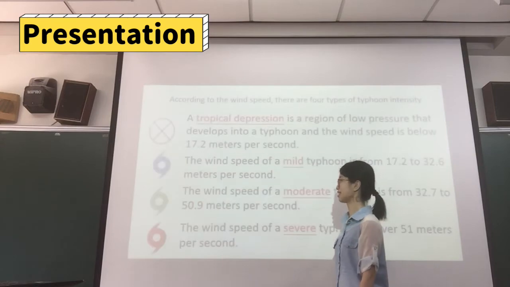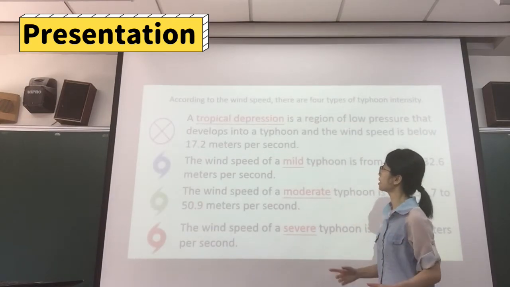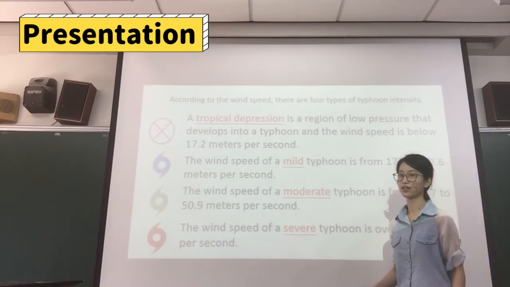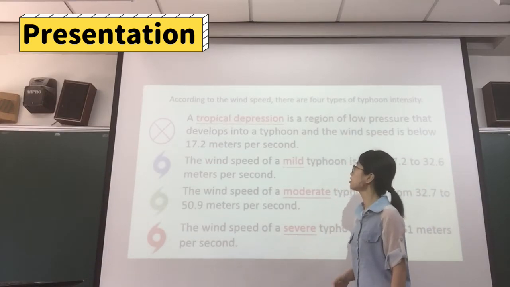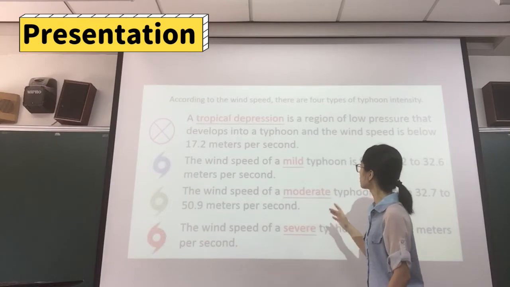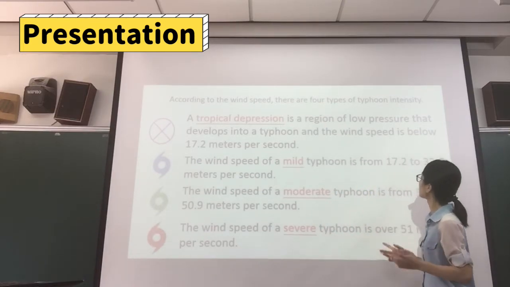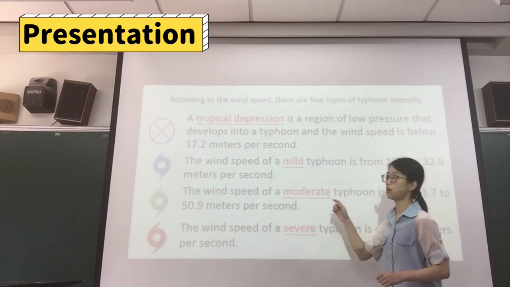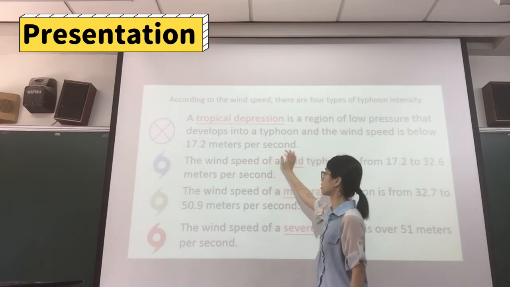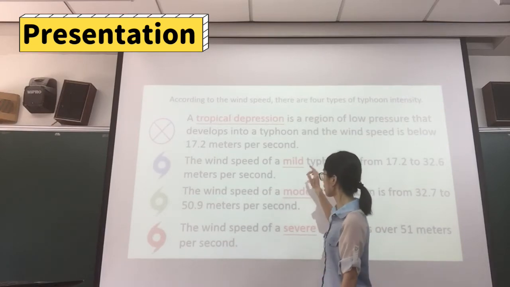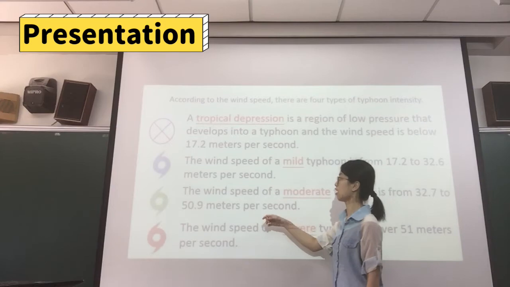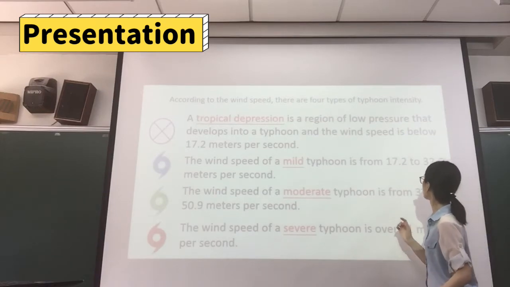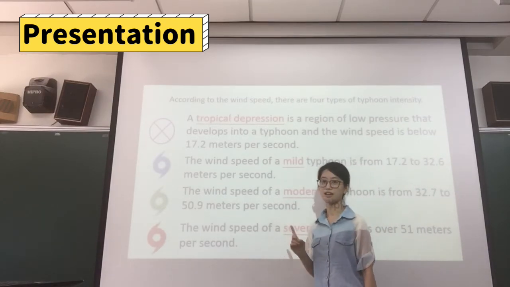Okay, the next part. According to the wind speed, there are 4 types of typhoon intensity. The first one is tropical depression. A tropical depression is a region of low pressure that develops into a typhoon, and the wind speed is below 17.2 meters per second. And the second one is mild typhoon. The wind speed of a mild typhoon is from 17.2 to 32.6 meters per second.